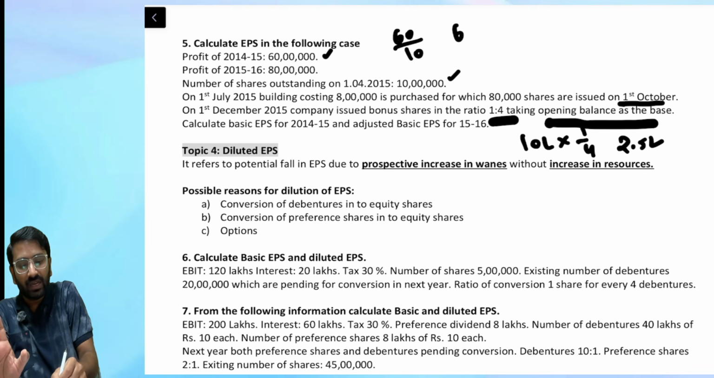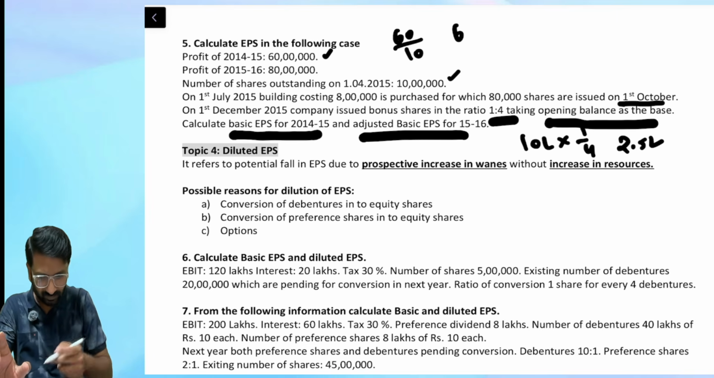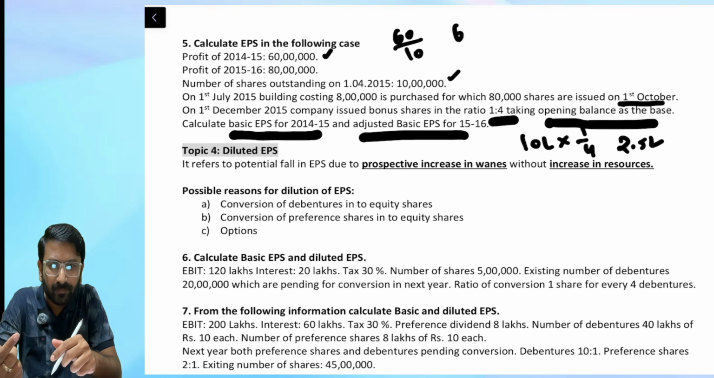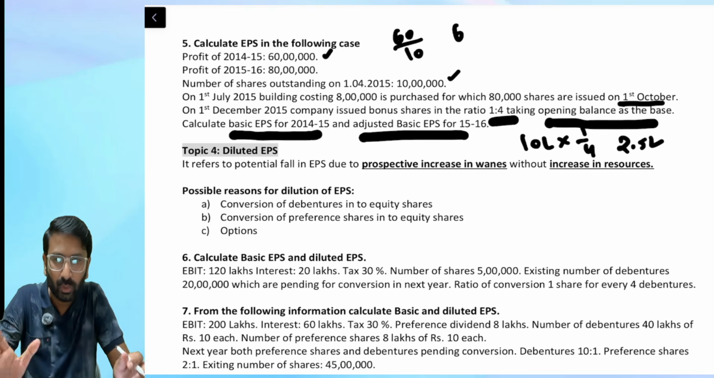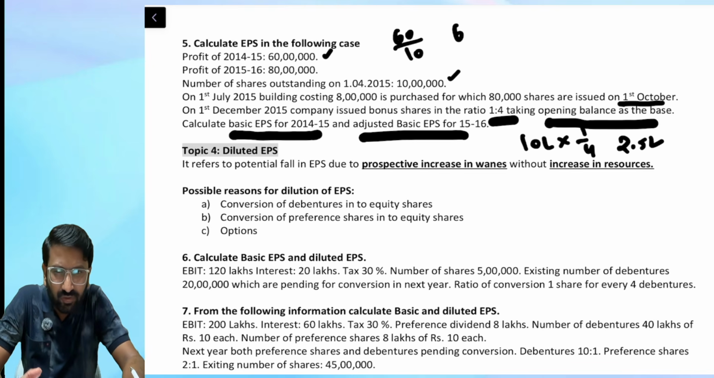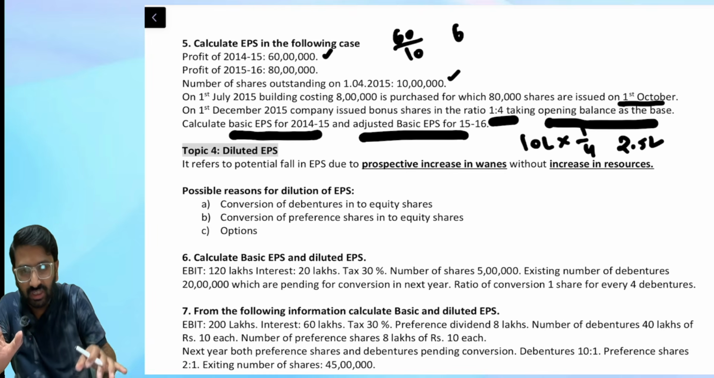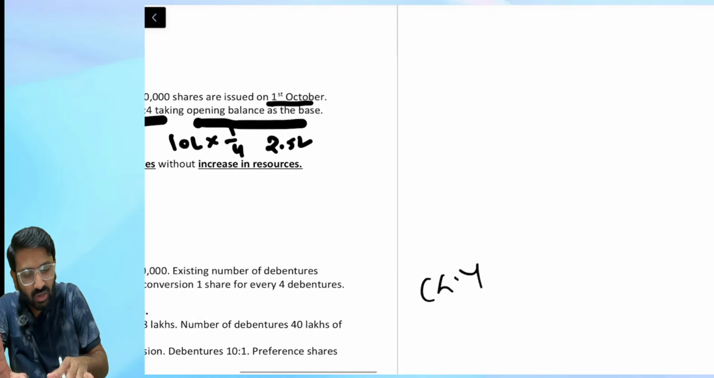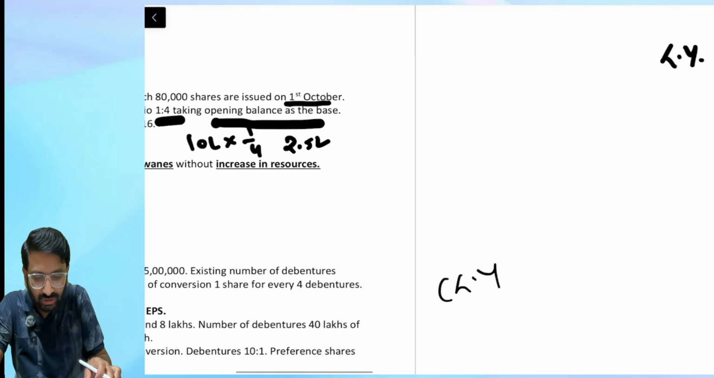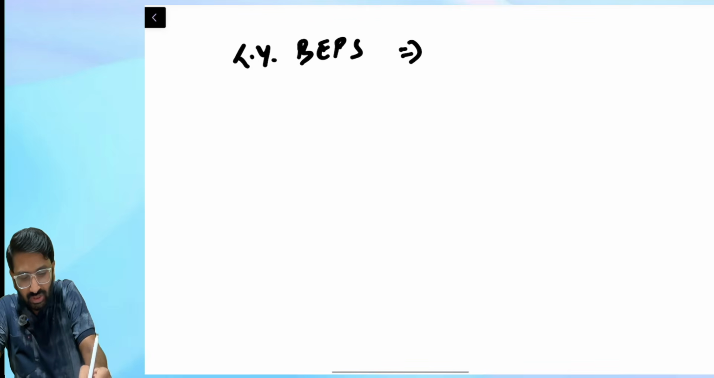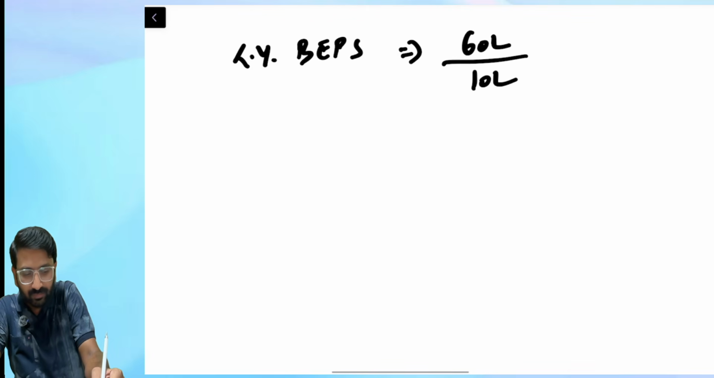Now you need to calculate basic EPS of last year, basic EPS of this year, and adjusted EPS also. Whenever there is a bonus issue in the question, we need to calculate last year basic, this year basic, and last year adjusted EPS. Now, let's try to calculate that. First, see last year EPS. Last year basic EPS will be profit available divided by number of shares. So how much is the profit in the last year? 60 lakh divided by 10 lakh. So can I say 6 rupees?